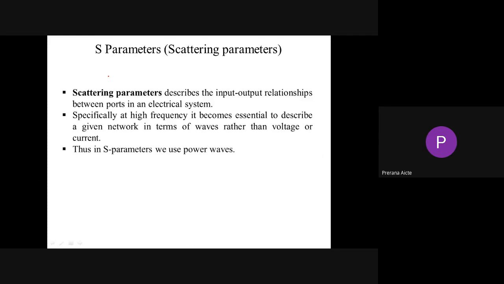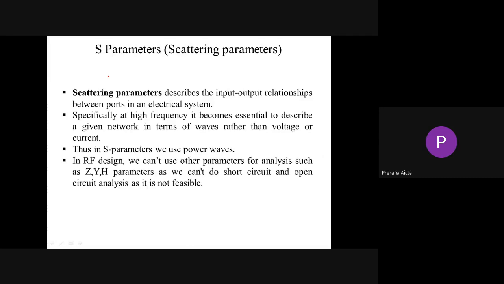The S parameters use power waves. In RF design, we cannot use other parameters for the analysis, such as Z, Y, H parameters, as we cannot do short circuit or open circuit analysis; it is not feasible. While using a short-circuit transmission line and an open-circuit transmission line, these H, Y, and Z parameters are not applicable for high frequency, for RF frequency analysis. That's why we go for S parameters.